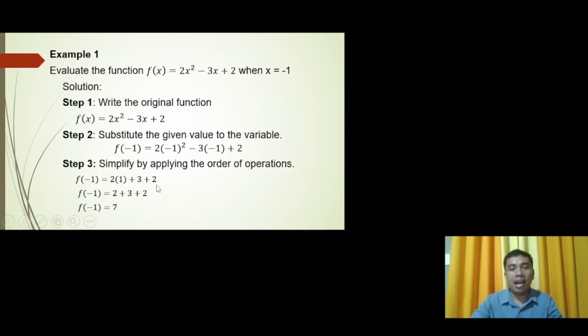Then, we simplify. So, f of negative 1 equals 2 times 1, that is 2, plus 3, and then plus 2. When we sum that up, the result is 7. So, f of negative 1 equals 7. Do you have some question to that? I think you understood that topic very well.